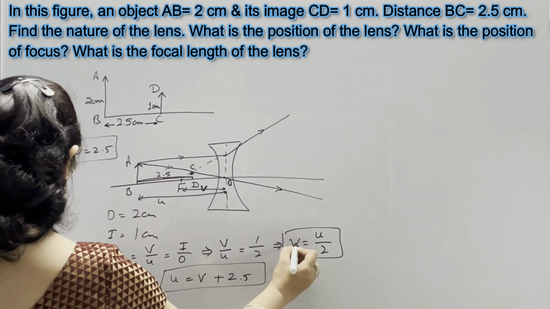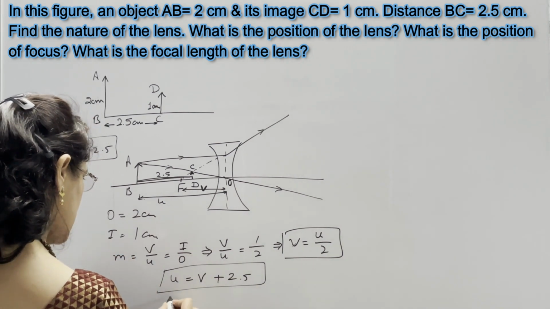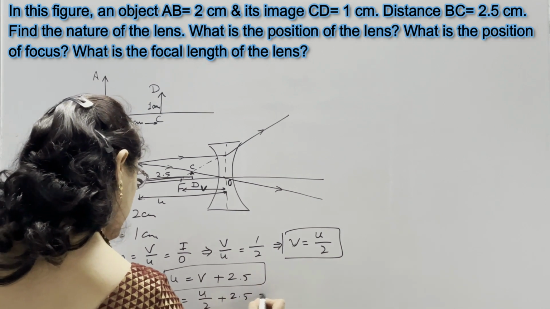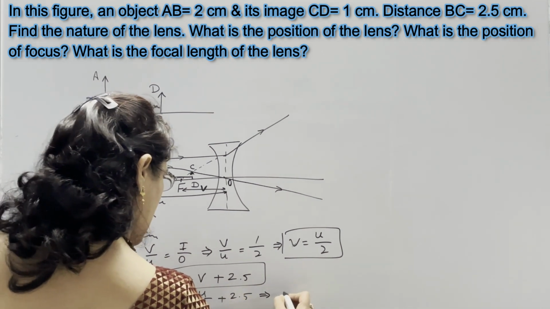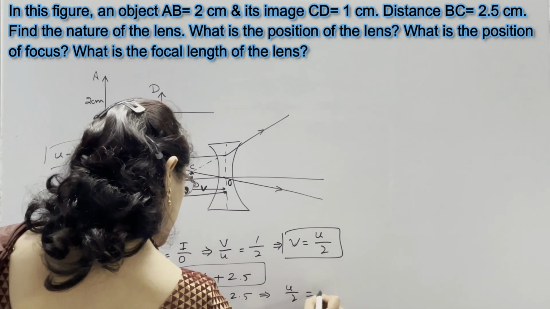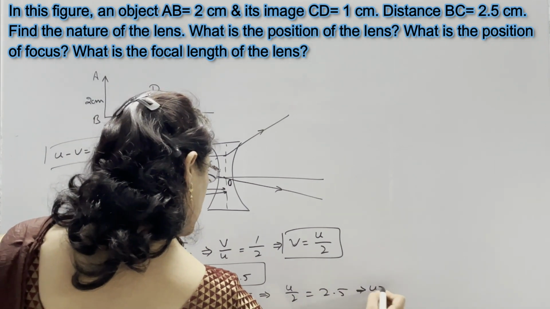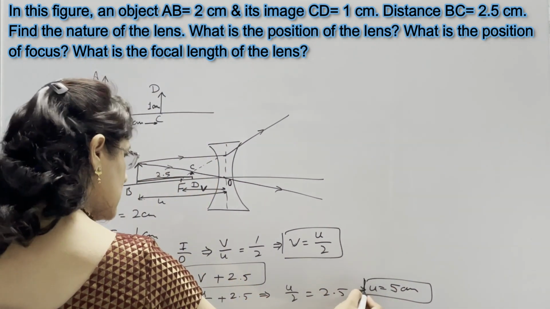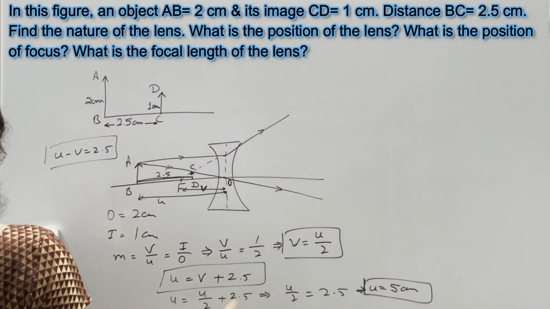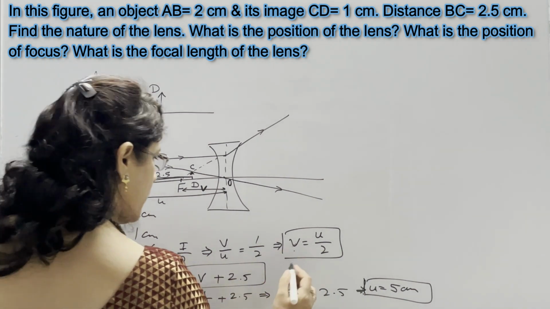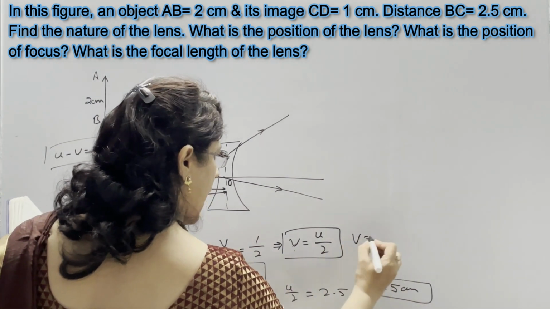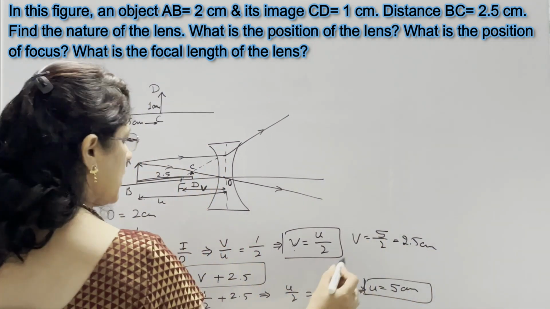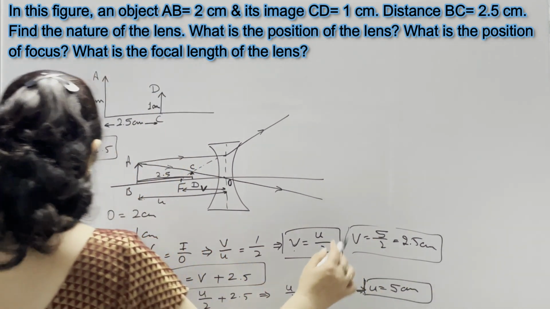Now the second value is V is equal to U upon 2. So U is equal to U upon 2 plus 2.5. It means U minus half U, which is U by 2, is equal to 2.5. It means the value of U is equal to 5 centimeter. So the distance of the object from the lens is 5 centimeter in our case. And the value of V, it means image distance, is half of this. It means 5 upon 2, which is 2.5 centimeter. Now the values of U and V are both with us.